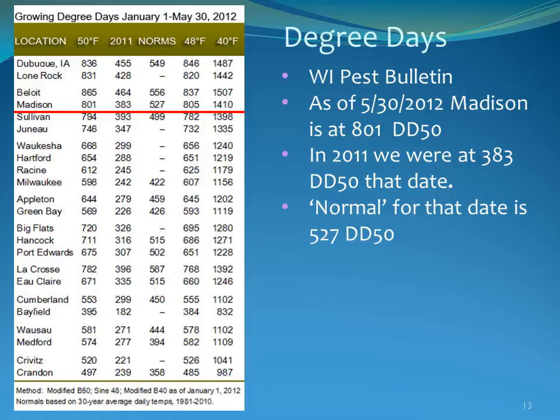This year, for the date of May 30th, I looked at the Pest Bulletin, and I believe we were at 400 degree days. So we weren't quite as cold as we were in 2011, but still pretty darn cold compared to the normal of 527. And these normals are calculated in about 30 to 50 year averages, so they do change the normals as the climate changes.